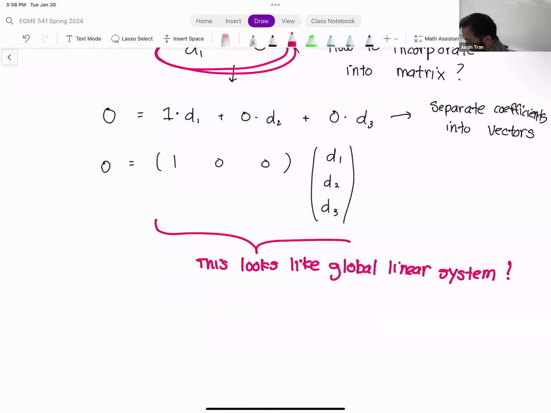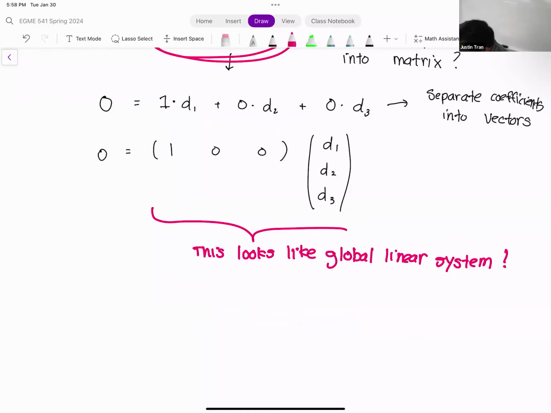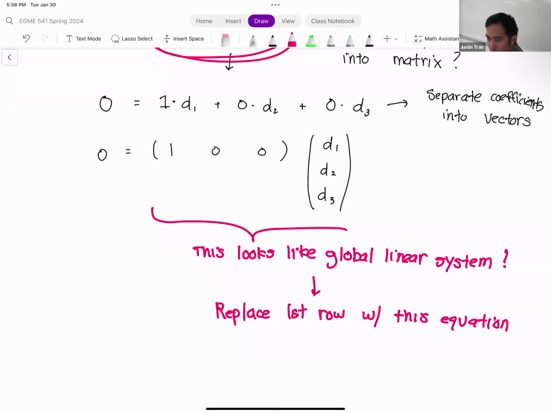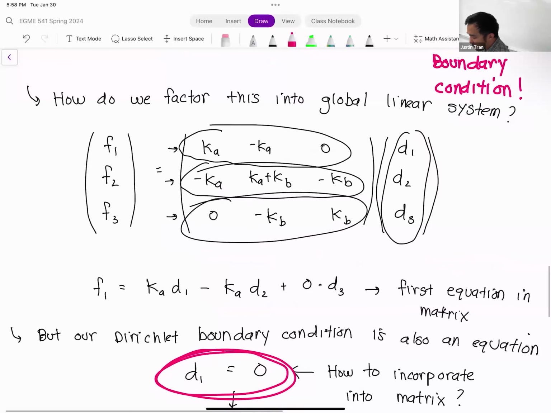So let's take this and insert it into our global linear system, into the first row. I'm going to replace the entire first row with this equation, because our Dirichlet boundary condition tells us that this equation must be satisfied, so we must have d1 equal to 0. We have to factor this into our global linear system somewhere, and the place that makes the most sense is the first row, because this affects d1, which is the d1 row. And our first row is right here.